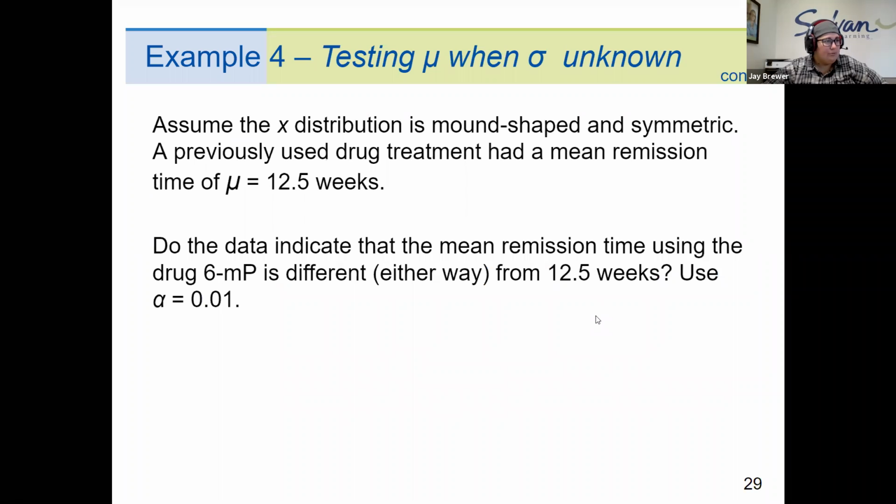Assume that the x distribution is mound-shaped and symmetric. A previously used drug treatment had a mean remission of 12.5 weeks. Does the data indicate that the mean remission time using the drug CMP is different, either way, from 12.5 weeks? Use an alpha of 0.01. You will find in a lot of cases, especially with medical stuff, that they will use an alpha of 0.01.